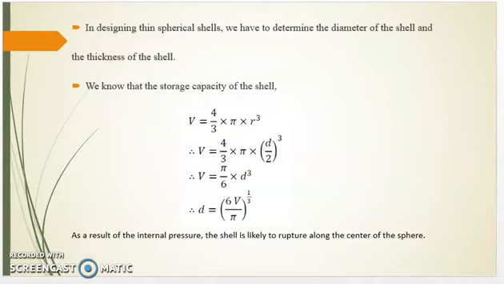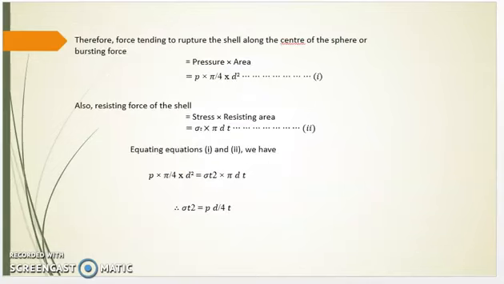As a result of the internal pressure, the shell is likely to rupture along the center of the sphere. Therefore, the force tending to rupture the shell along the center of the sphere, or bursting force, is equal to pressure into area, that is P into pi by 4 d square, equation 1. Also, the resisting force of the shell is equal to stress into resisting area, that is sigma t into pi d t, equation 2. Therefore, equating equations 1 and 2, we get sigma t equal to PD upon 4t.